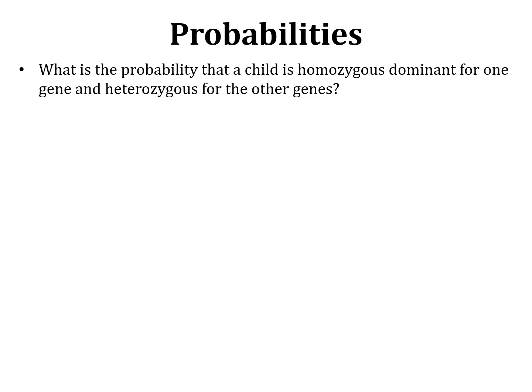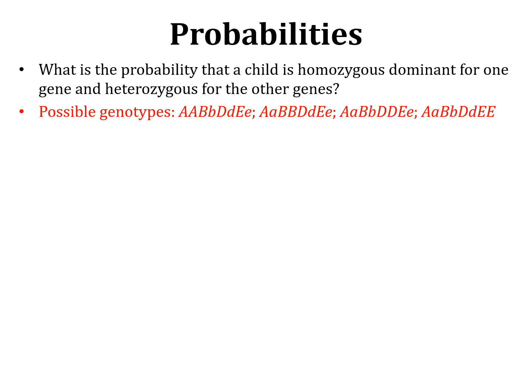Now the third question is, what is the probability that a child is homozygous dominant for one gene and heterozygous for the other genes? So possible genotypes are many, right? How many possible genotypes are there? There are 4 possible genotypes. The first genotype is one in which the A allele is homozygous dominant and the B, D, and E alleles are heterozygous. The second possibility is one in which the B gene is homozygous for the dominant allele, and A, D, and E are heterozygous. The third possible genotype is one in which the D gene is homozygous dominant, and the rest of the three, A, B, and E, are heterozygous. And the fourth one is one in which the E gene is homozygous dominant and A, B, and D are heterozygous. So these are the possible genotypes.